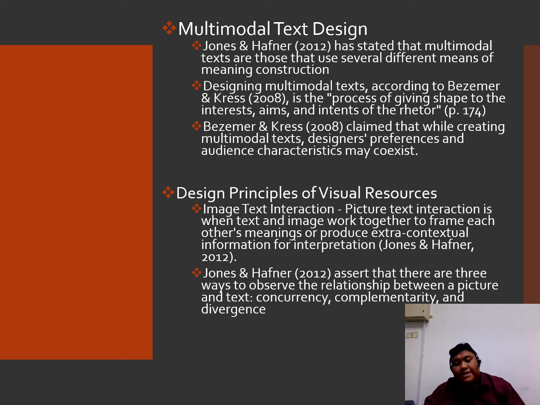Next, we move on to the design principle of visual resources, which is image-text interaction. Text and image work together to frame each other's meaning and produce contextual information for interpretation. This is also by Jones and Hafner. There are three ways to observe the relationship between the picture and text, which are concurrency, complementarity, and divergence.